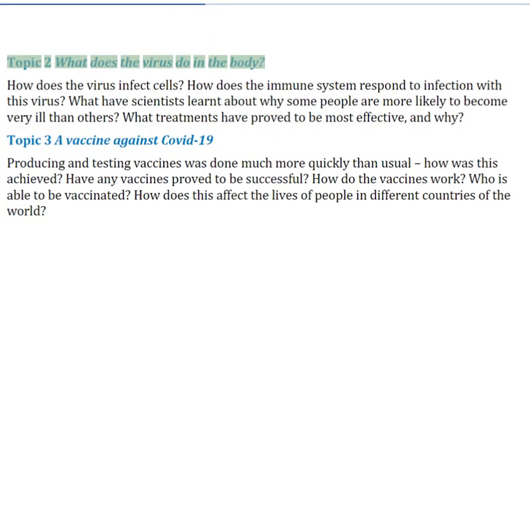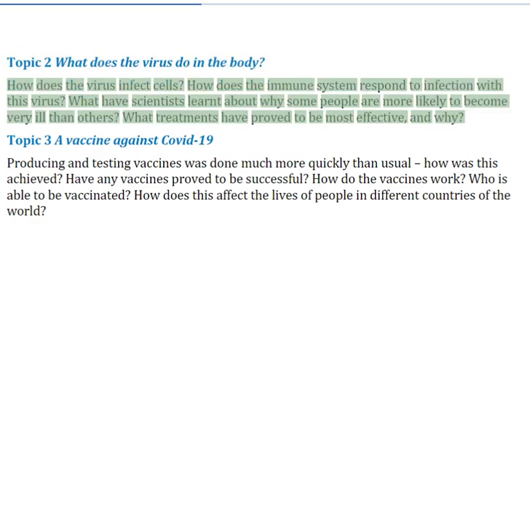Topic 2. What does the virus do in the body? How does the virus infect cells? How does the immune system respond to infection with this virus? What have scientists learnt about why some people are more likely to become very ill than others? What treatments have proved to be most effective, and why?